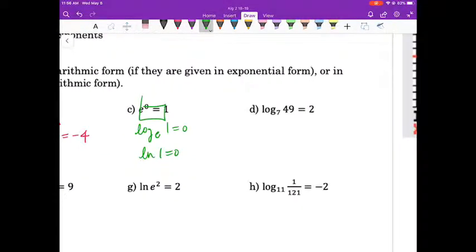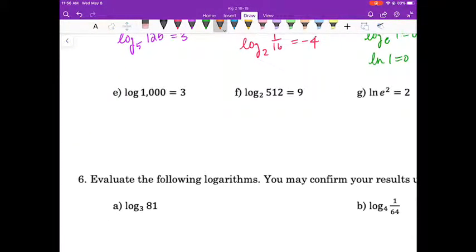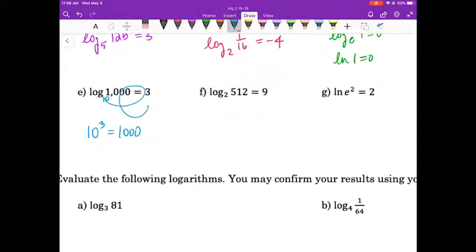And in D, this time they give me a log, so I want to end with an exponent. So I have 7 to the second equals 49. And sure enough, we know that to be a true statement. In E, they did not give us a base for a log, but we know that there's always an invisible 10 there if we do not see one. We have a log, so we want to end with an exponent. So 10 to the third equals 1,000. Again, that makes sense to us.